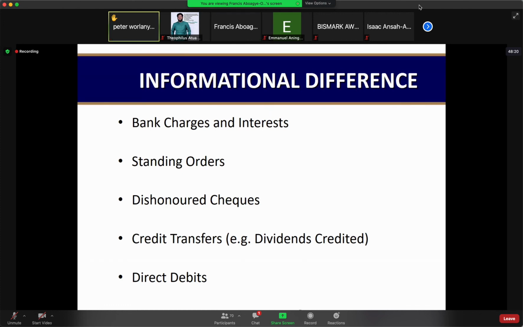Please, can you explain the uncredited check for me? I didn't get it so well. Yeah, the uncredited check. So here we are looking at where you have received a check. Then you send it to the bank.